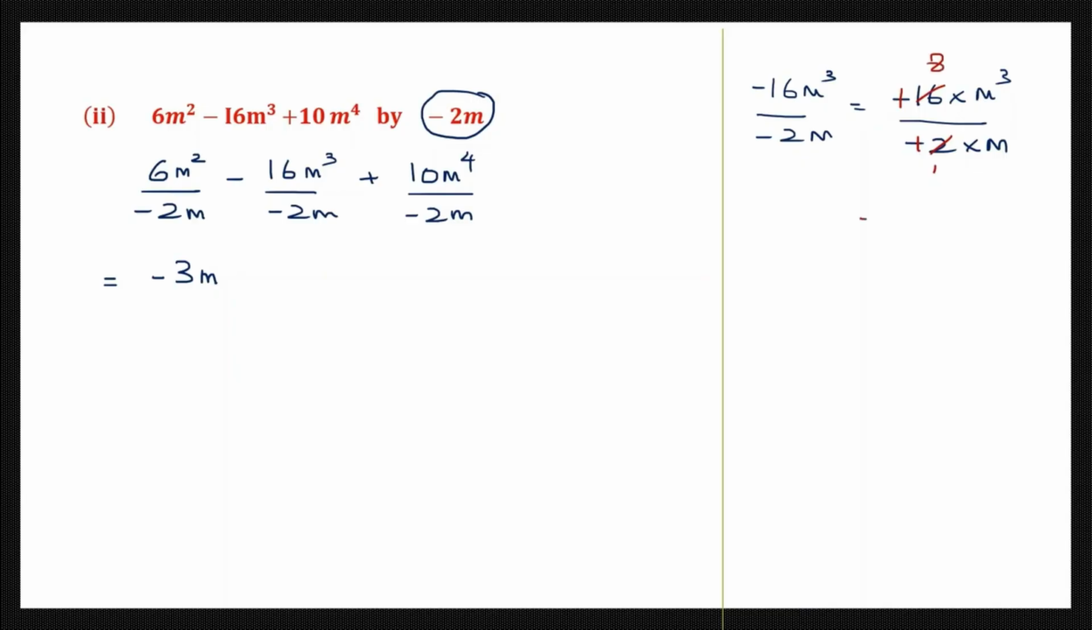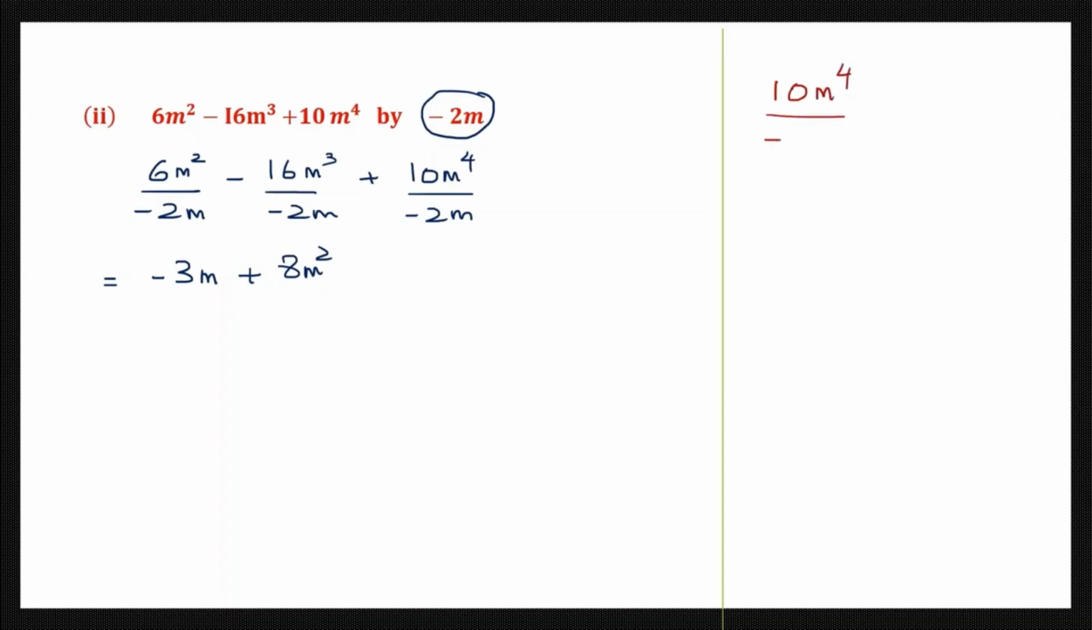And then we continue. What do we get? 8 into m to the power of 3 minus this one, 1 by 1. So that is 8 into m to the power of 2 or 8m to the power of 2. So that is plus now because minus into minus has become plus. So this becomes plus 8m to the power of 2. Now let's take the third term.